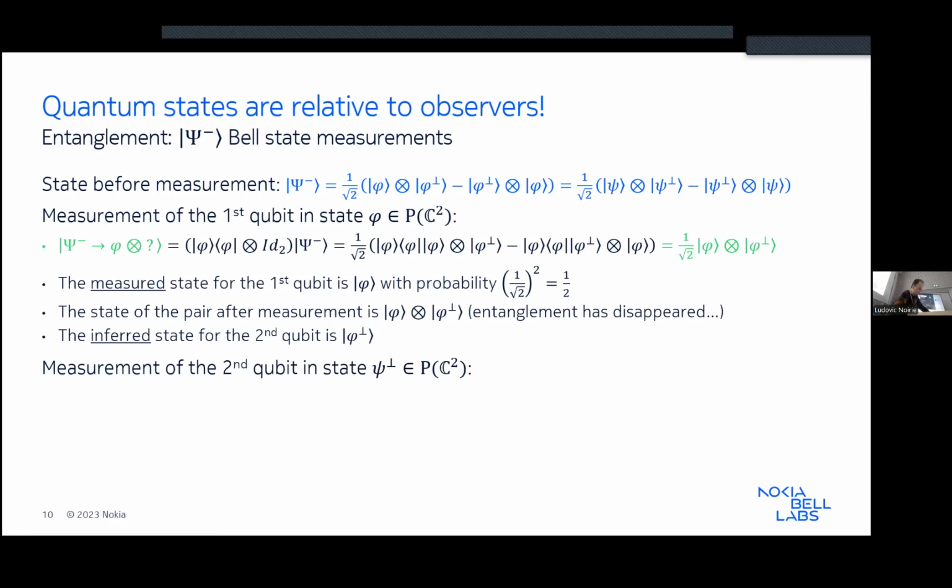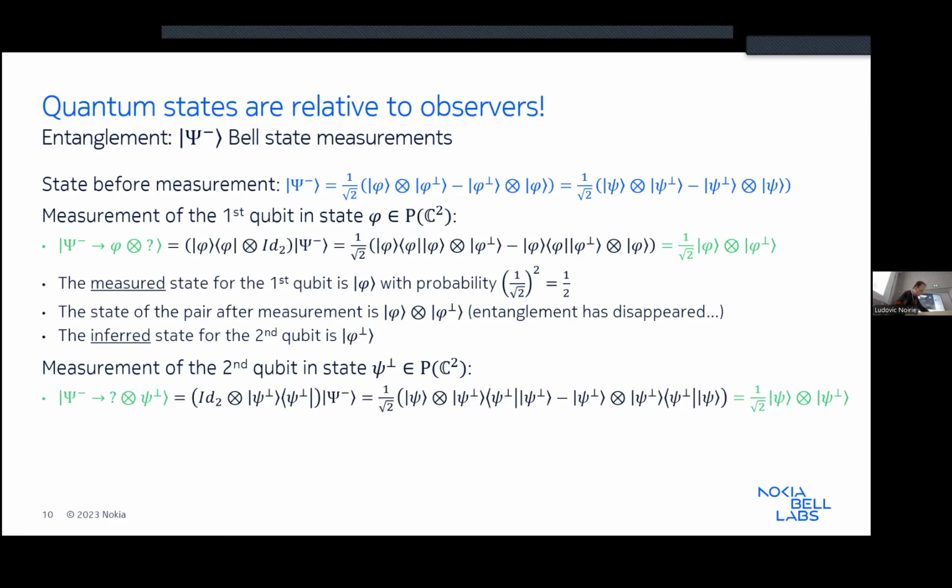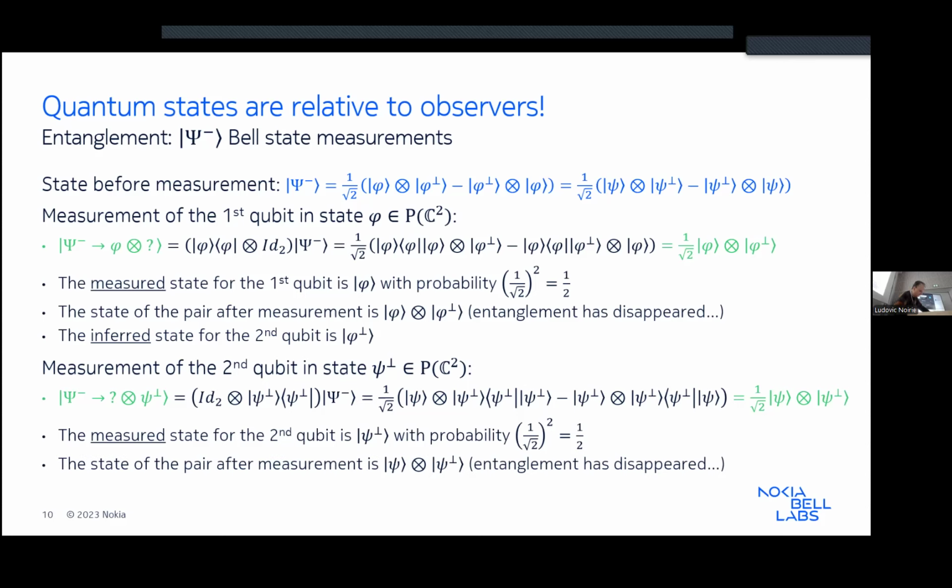We can do the same for the measurement of the second qubit in state, I choose here, psi orthogonal. You do the calculation, and what you obtain is 1 divided by square root of 2, psi times psi orthogonal. So you see that the states are not the same, but it's normal. We do not proceed to the same measurement. We proceed on the measurement of the basis phi orthogonal for the first qubit, and for the second qubit, we do some measurement in another basis. So here again, we have the measured state, the state of the pair, and the inferred state.